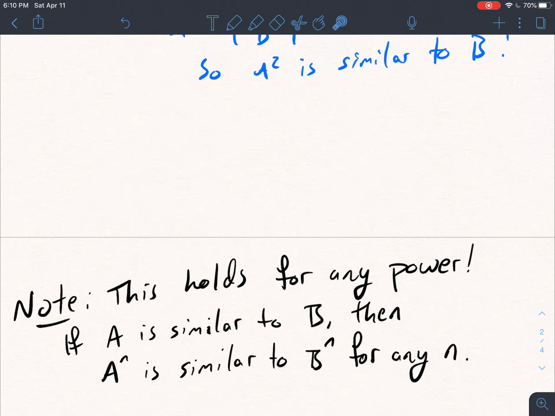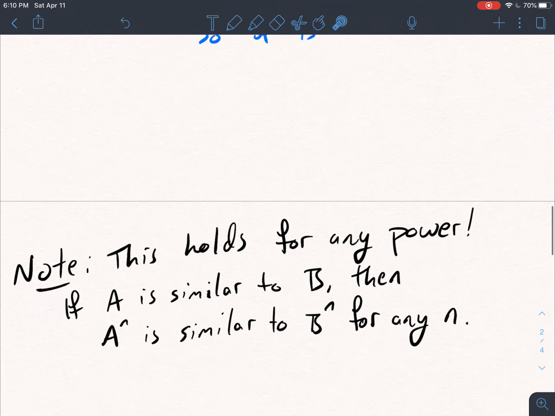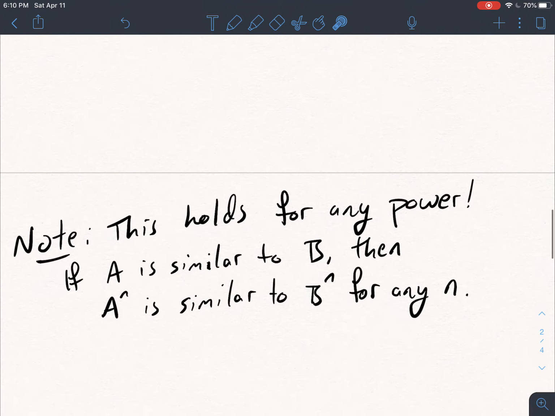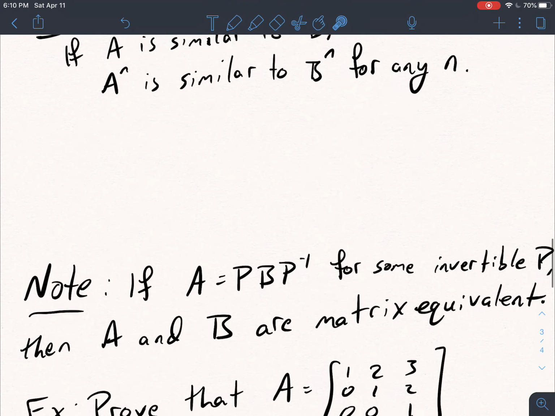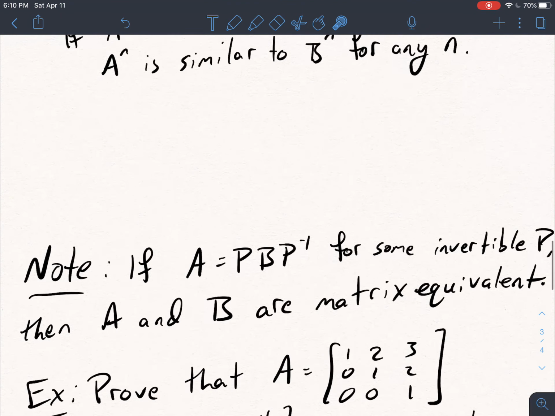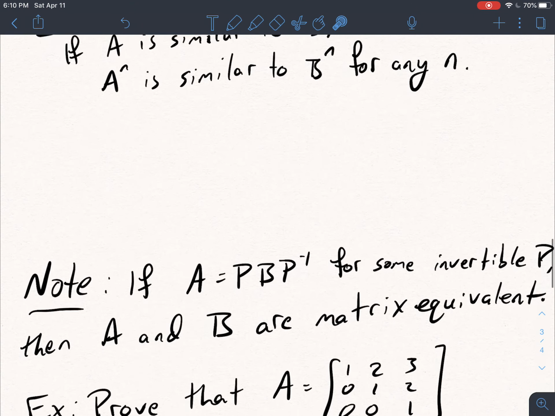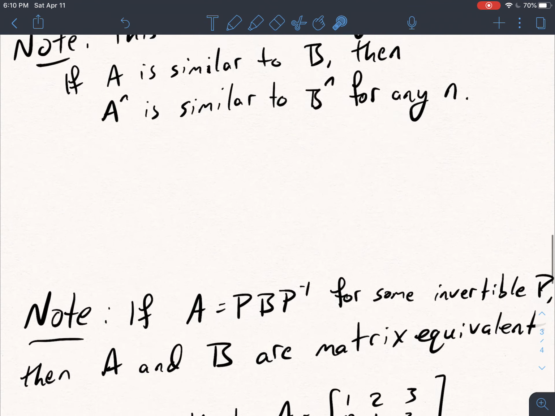And of course, it also works for A to the 0, because A to the 0 is equal to the identity matrix. And the identity matrix, A to the 0, would also be similar to B to the 0, which is equal to the identity matrix. So any matrix is similar to itself, especially the identity matrix. So it works for that as well. Okay.